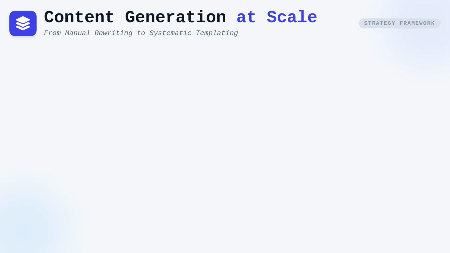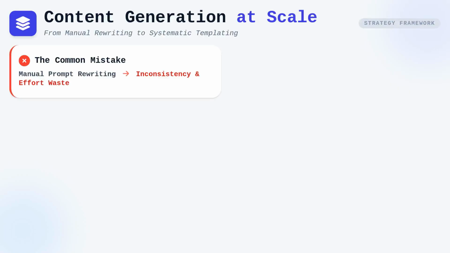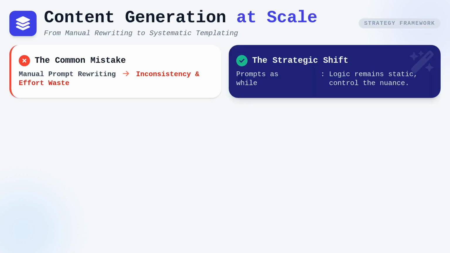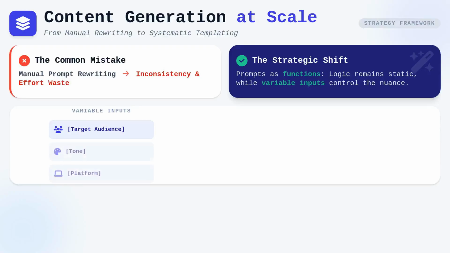When we approach the challenge of content generation at scale, the goal is to maintain a consistent core message while varying the delivery to resonate with different audiences or platforms. Many practitioners make the mistake of rewriting prompts manually, which introduces inconsistency and wastes significant effort. Instead, we should view the prompt as a template or a function that accepts variable inputs to produce contextually different results. By defining specific variables within your prompt using placeholders, such as target audience, tone, or platform, you can keep the structural logic of your instructions intact while shifting the nuance of the output.